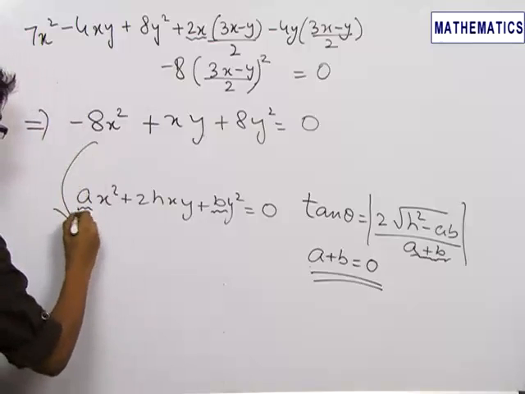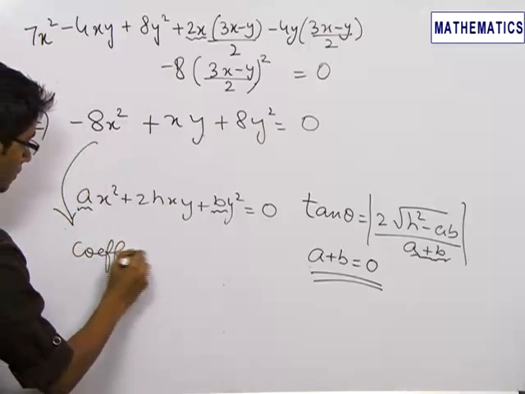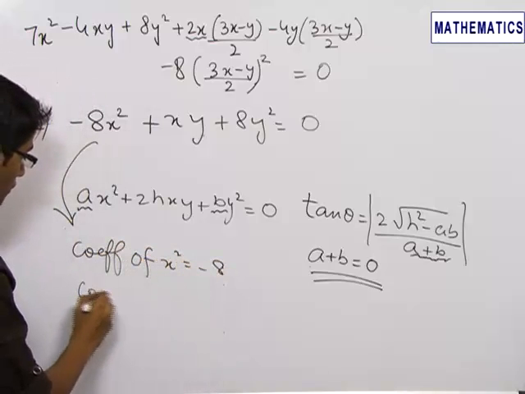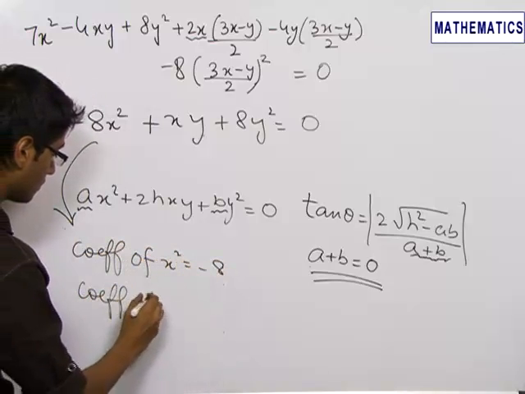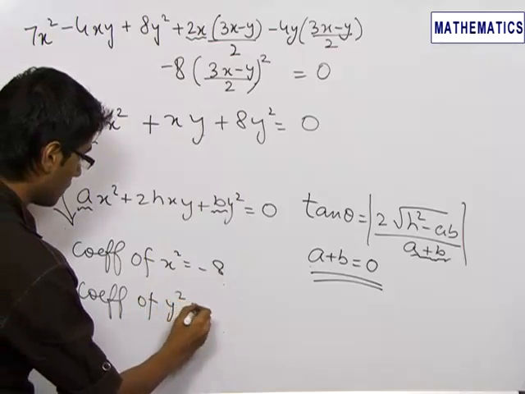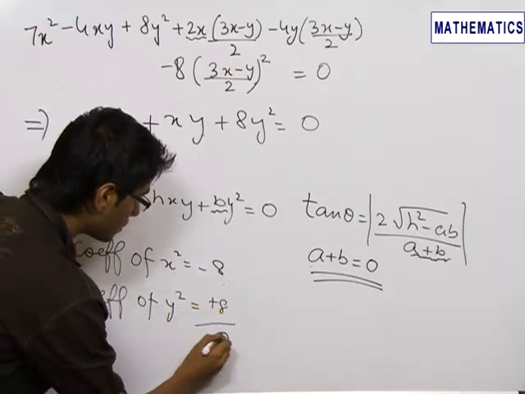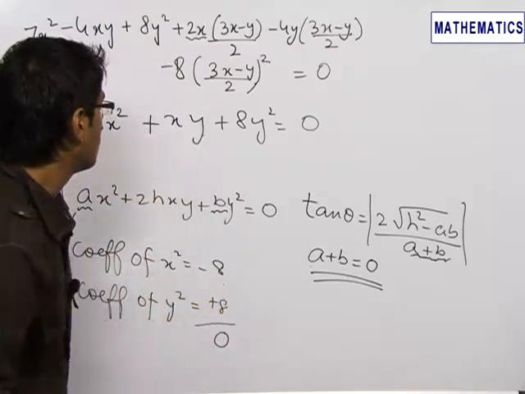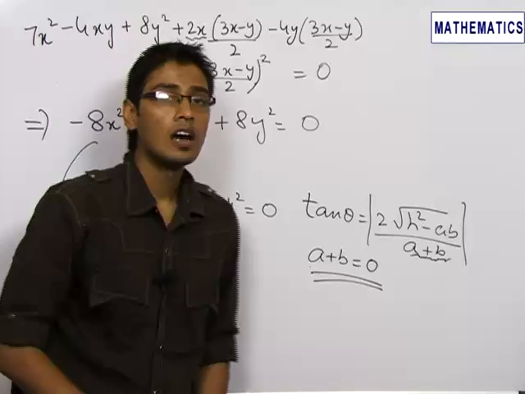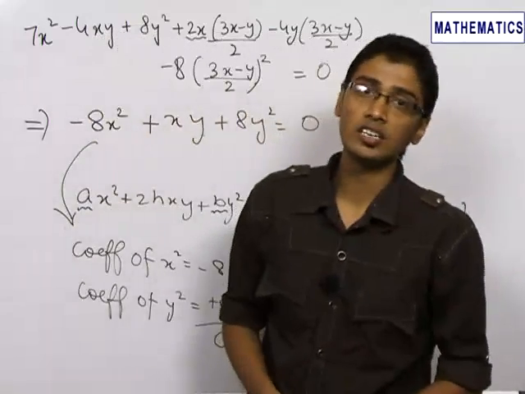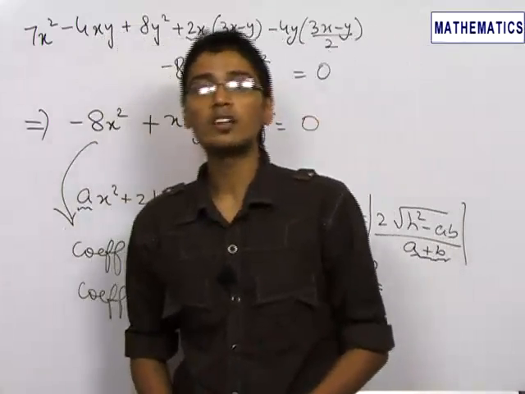Here we can see coefficient of x square equals minus 8 and coefficient of y square equals plus 8. We can clearly see their sum is equal to 0. So the two lines which are represented by this equation are perpendicular to each other. This is a very important concept known as homogenization concept, which would be very useful in the forthcoming chapters.